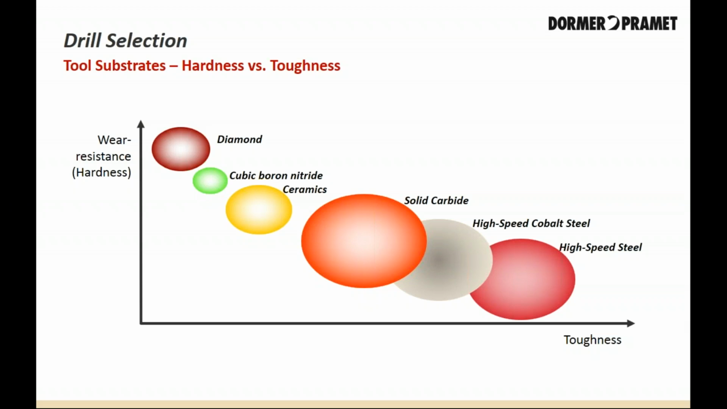The softer tool substrate, the more tough the drill will be, which can allow successful drilling to take place even under adverse conditions, like poor fixturing, vibration, non-rigid setups, etc. The tougher substrates will offer less tool life, but are also less likely to fracture or break.